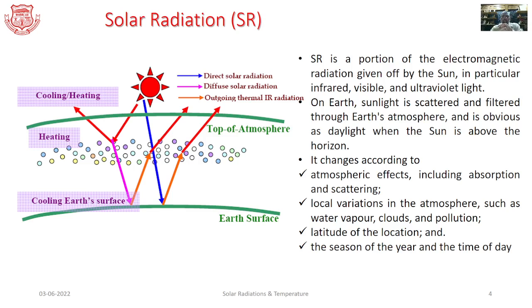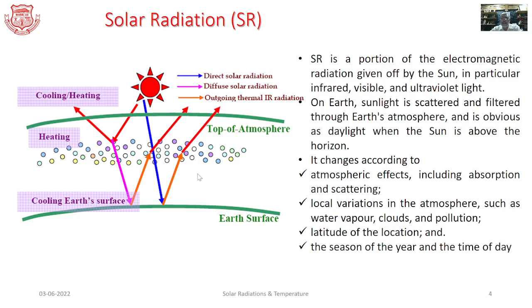The solar radiations can be considered as reaching this Earth's surface in different manners. Essentially, solar radiation is the portion of electromagnetic radiation which is given off by the sun in particular forms such as infrared, visible and ultraviolet light.